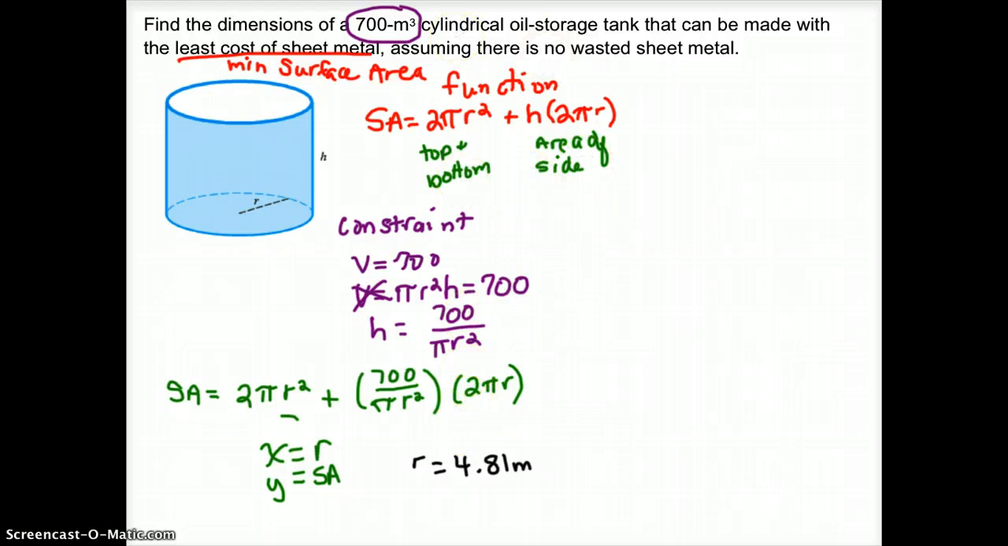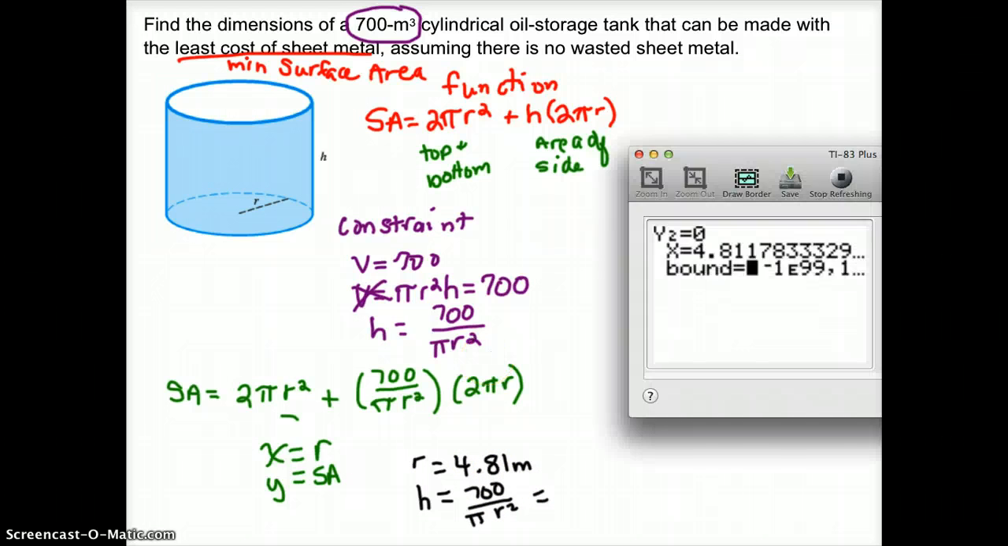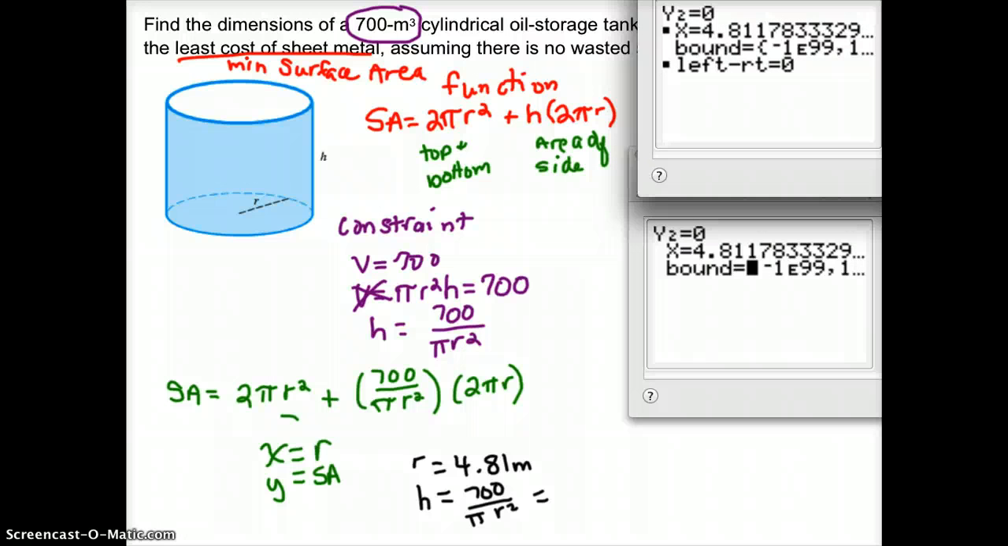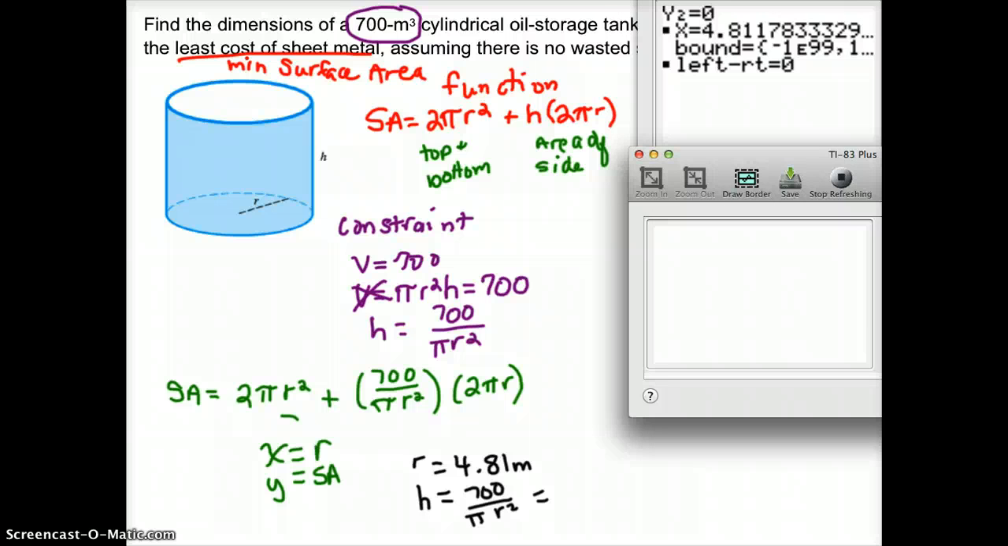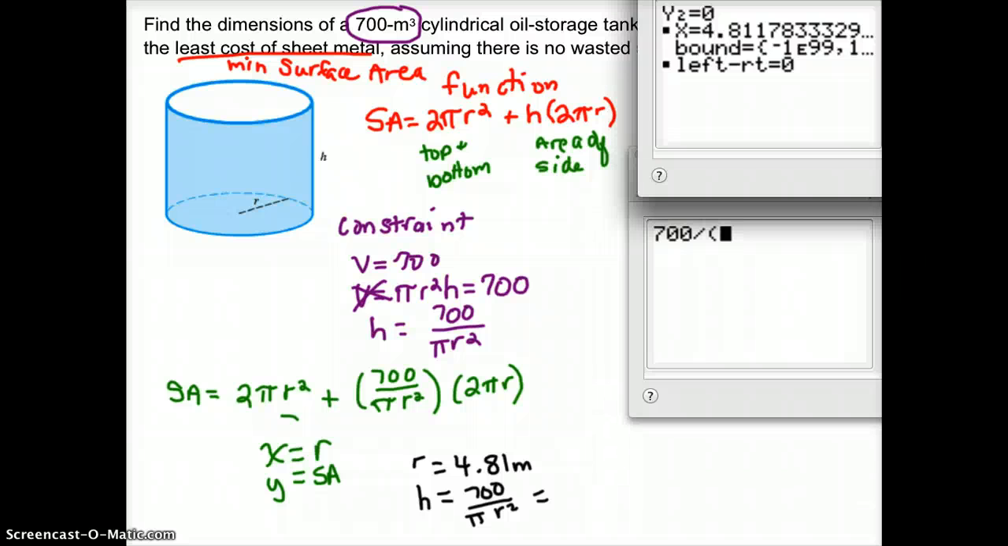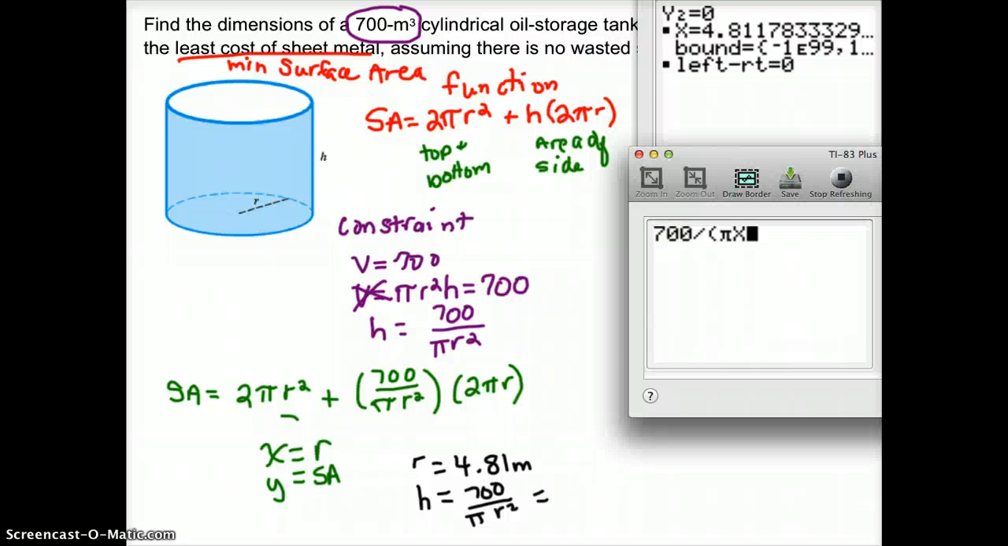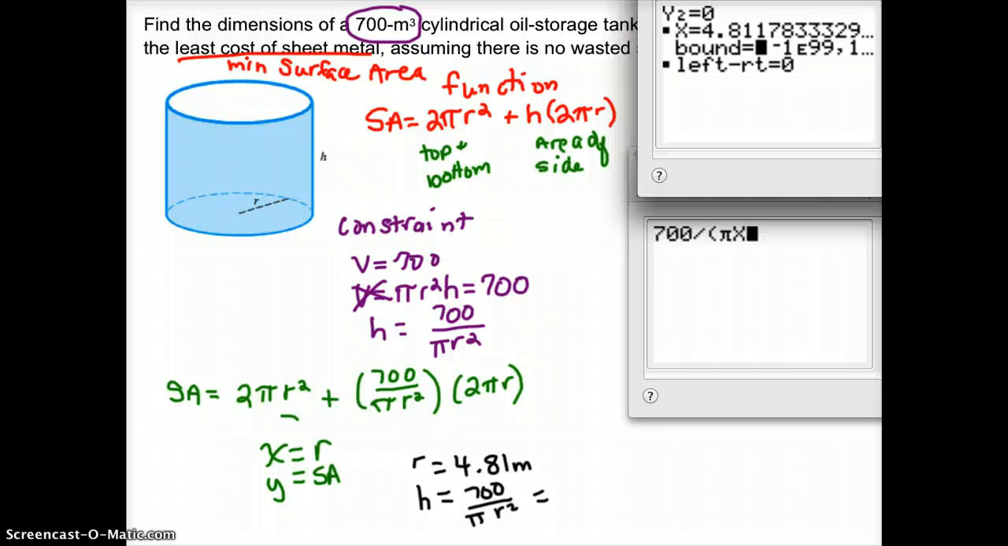So that then means that my height is equal to, remember here's your formula for height, 700 divided by my pi r squared. Now remember that r squared is actually still saved over here in x. So let me go back to my calculator. Second quit. On the 83, I'm going to do 700 divided by, and don't forget I've got to put parentheses around that denominator, pi, and then I'm just going to use x because it's stored in there and I don't have to worry about retyping it.